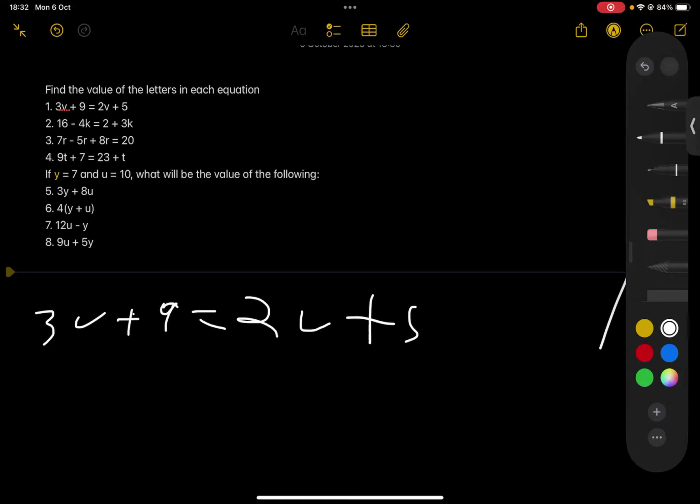Okay, so for some reason it's not showing me what I need to see. But anyway, the next step right after this is to subtract 2v from both sides.